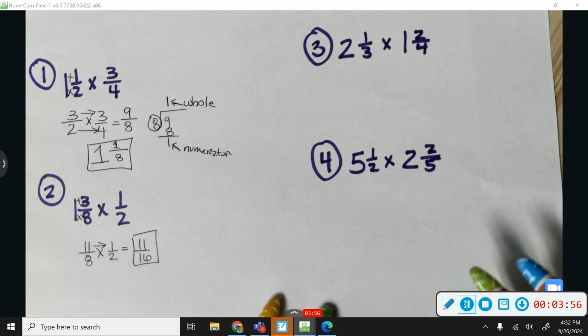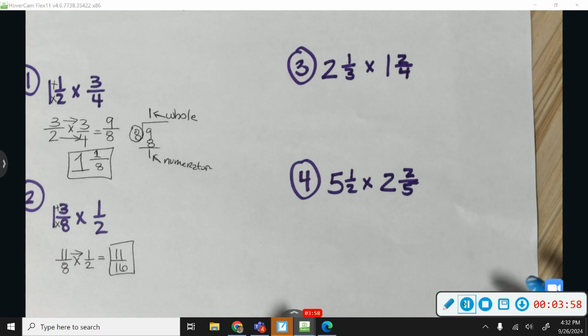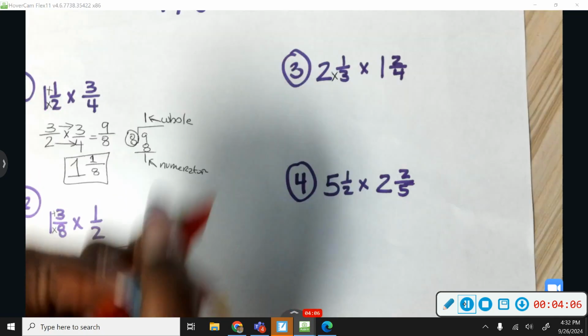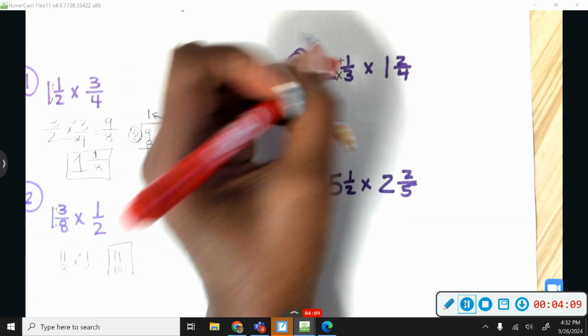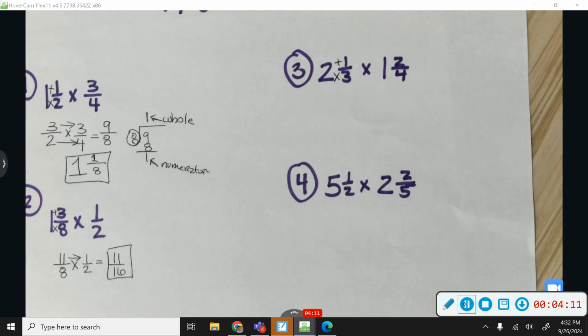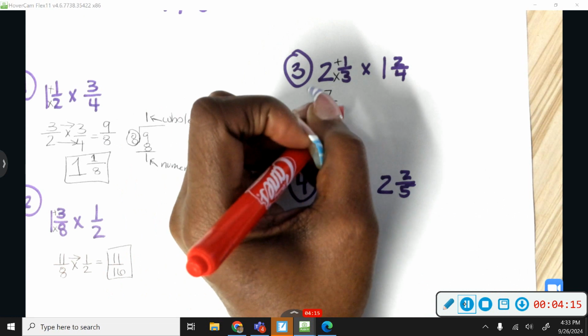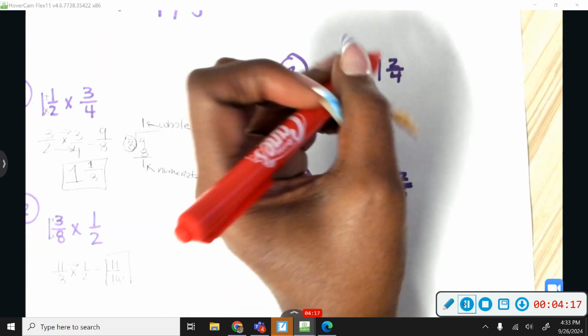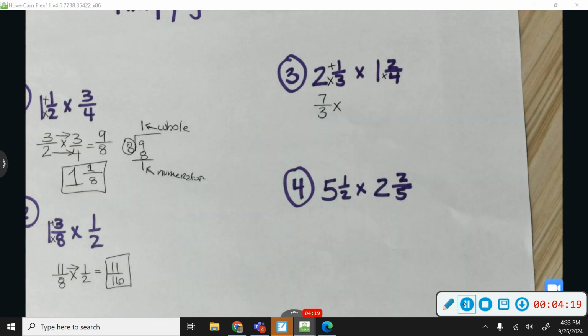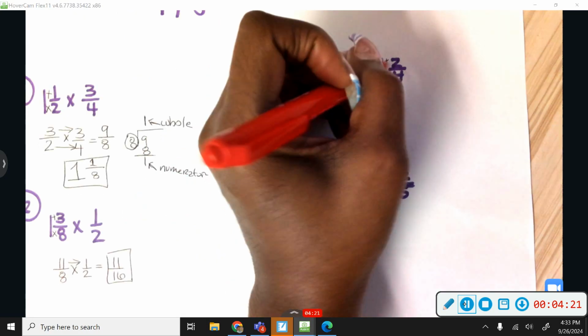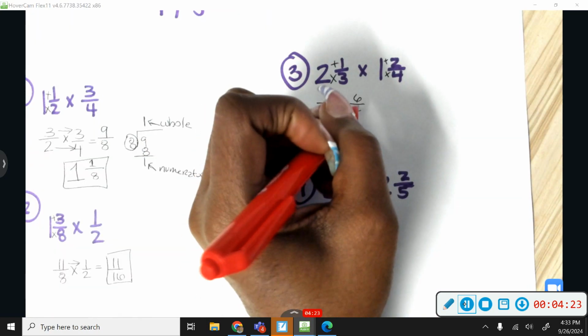Okay, let's look at these last two. Now, if we look at the last two, both of them are mixed numbers. So we have to convert both of them into improper fractions. 2 times 3 plus 1. 2 times 3, that's 6. Plus 1, that gives me 7/3. Times 1 times 4, that's 4. Plus 2, that's 6. 6/4.